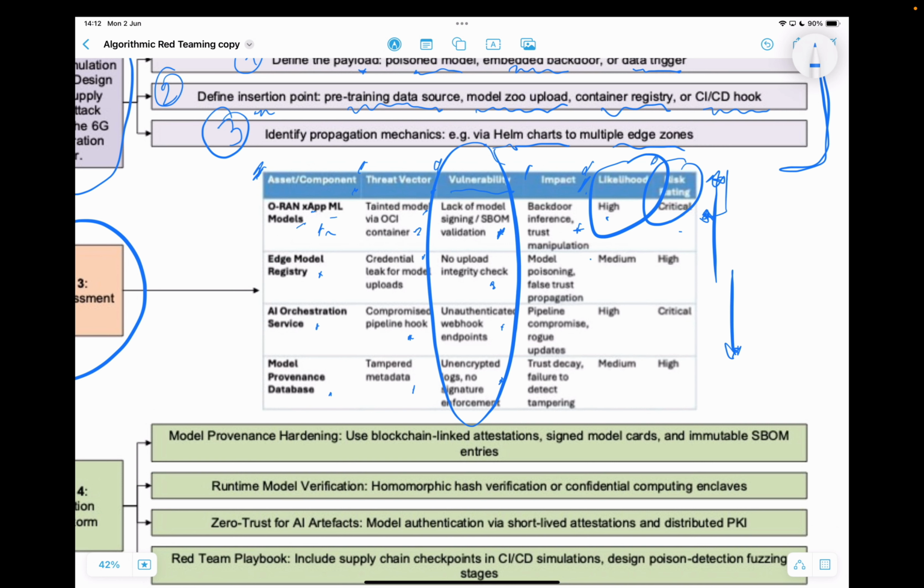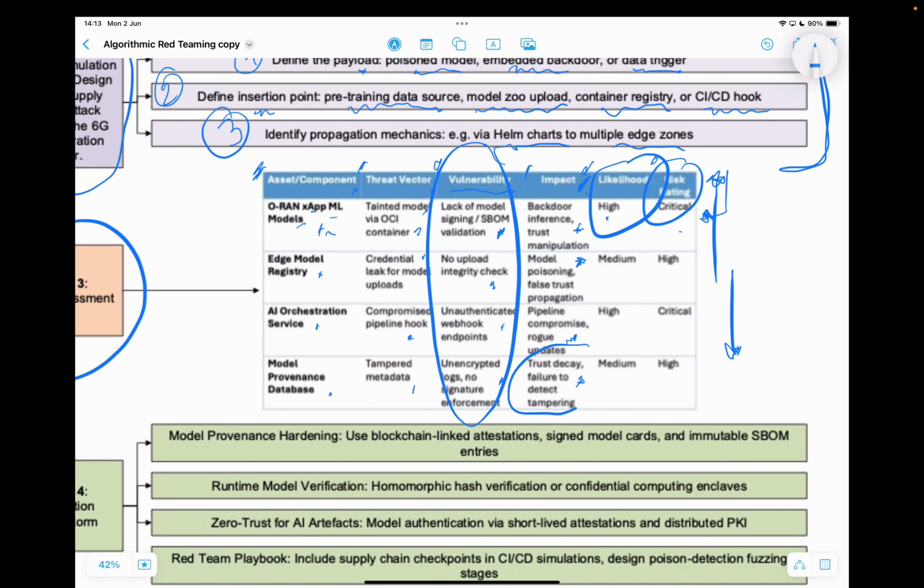It's specific to the asset components that you have. And a second impact could be model poisoning, false trust propagation. And that, again, could lead to integrity failure of the model and various other problems. The third impact factor is pipeline compromise, rogue updates. So if you're getting false updates, for example, and your system is not secure, that's problematic. And the fourth and final impact factor here is trust decay, failure to detect tampering.